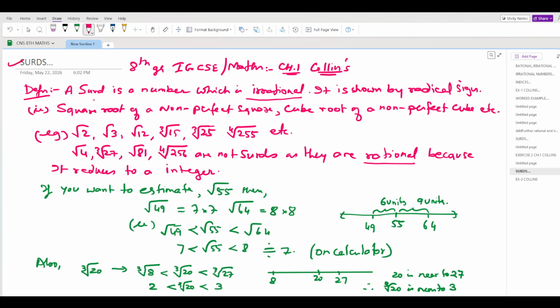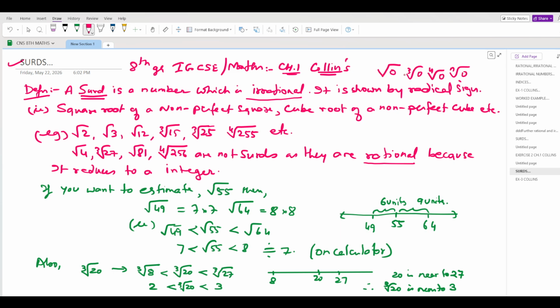SURDS. Now, what is a SURD? A SURD is a number which is irrational. So basically any SURD is an irrational number. It is shown by a radical sign, and a SURD will always have a radical sign. You know what a radical sign is? Either it is a square root sign, a cube root sign, a fourth root sign, or in general an nth root sign, with some number inside.